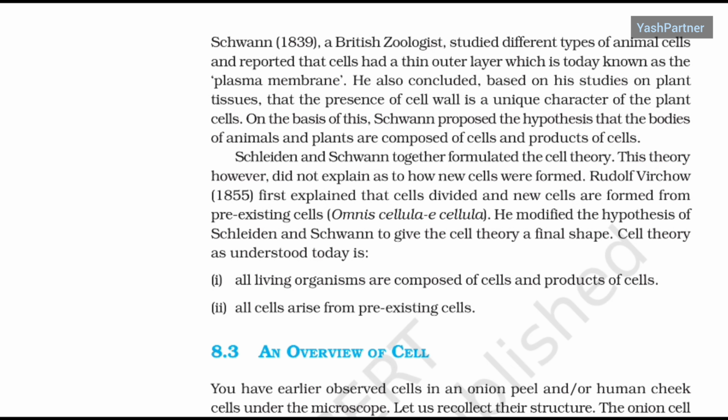Rudolf Virchow, in 1855, first explained that cells divide and new cells are formed from pre-existing cells, that is, omnis cellula e cellula. He modified the hypothesis of Schleiden and Schwann to give the cell theory a final shape. Cell theory, as understood today, is: first, all living organisms are composed of cells and products of cells. Second, all cells arise from pre-existing cells.